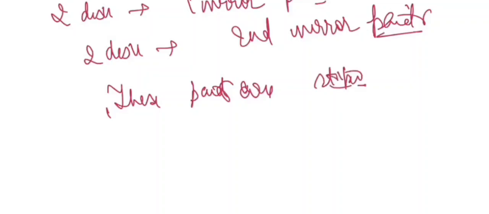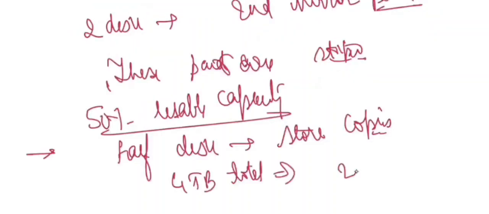Now the next point is 50% usable capacity. So what does it mean? Half the disks are used only to store copies, right? Suppose you have 4 terabytes total. So only 2 terabytes will be usable.